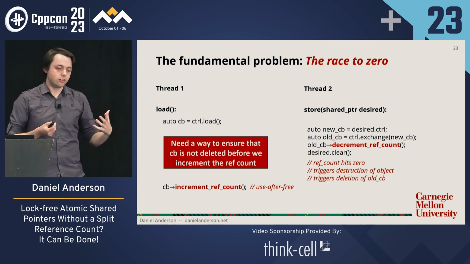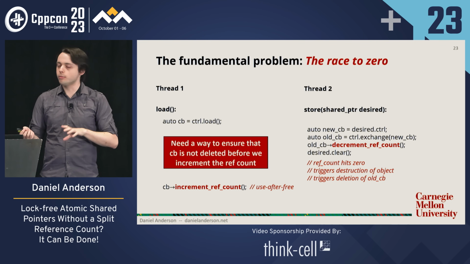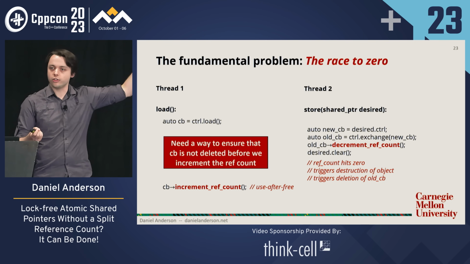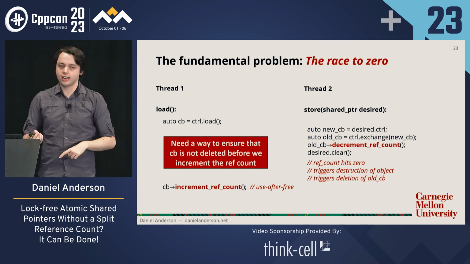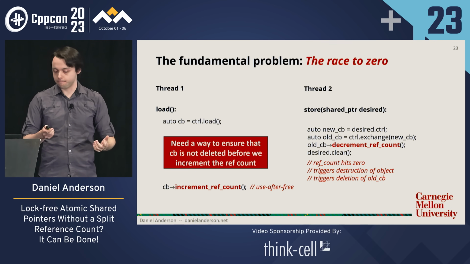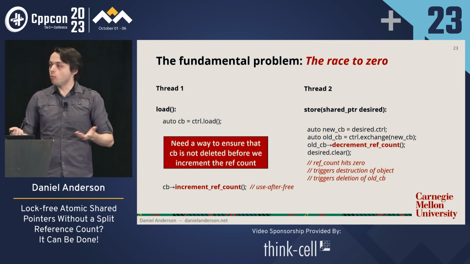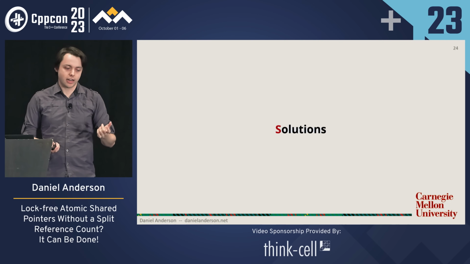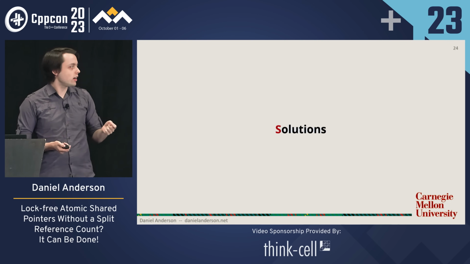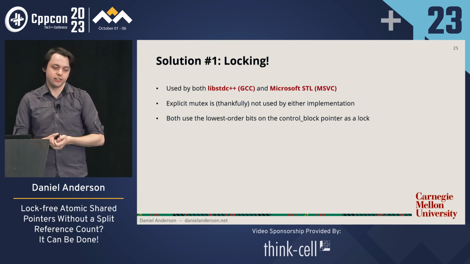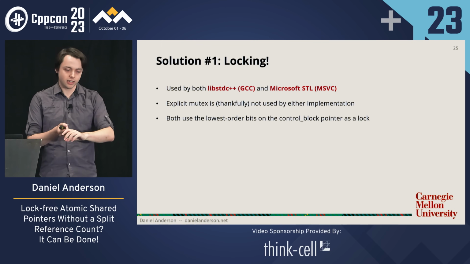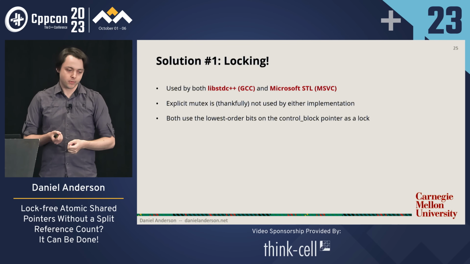So somehow, fundamentally, if we want a lock-free atomic shared pointer, we need a way to ensure that that control block is not deleted before we increment the reference count. And that's much easier said than done. So what solutions do we have at our disposal? Well, solution 1 that we know of is locking. Okay, let's just say we take a lock. And this is what is used by libstd C++ and MSVC.